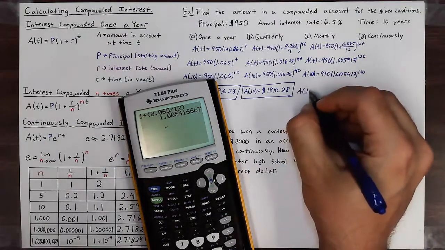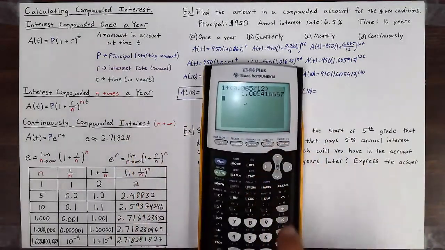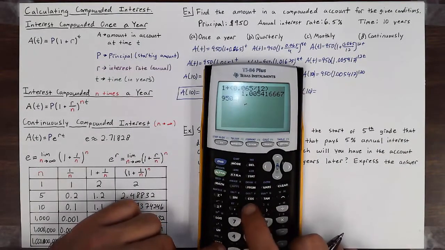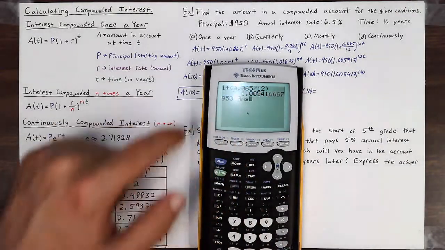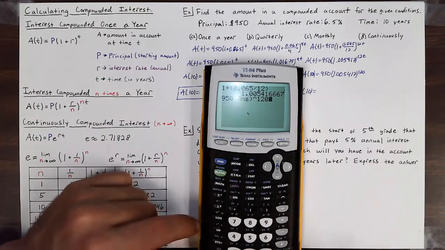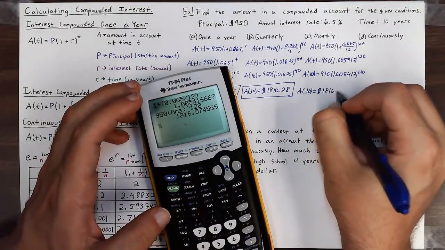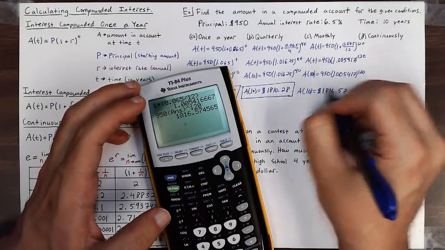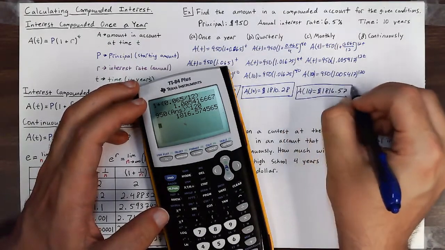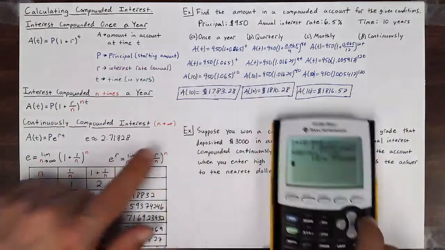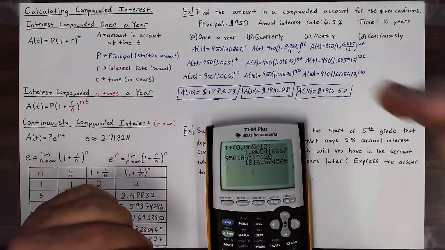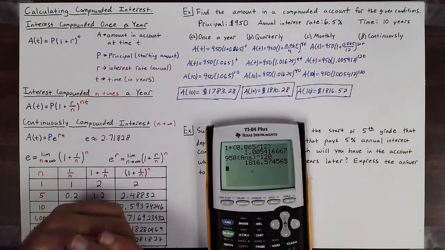And A of 10 will be 950 times the answer from above, raised to the 120th power, which will be $1,816.57. It's not much more, but you are still getting more money. So the continuous one is probably the maximum you could possibly get from compounding interest.